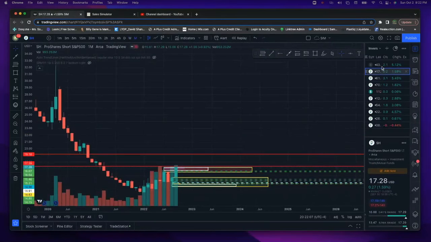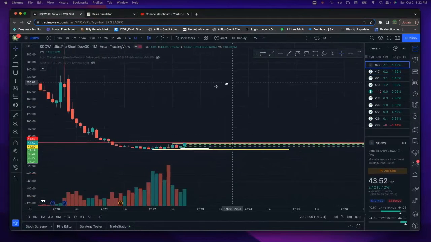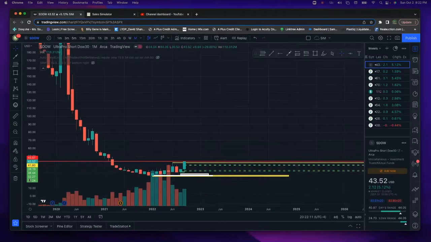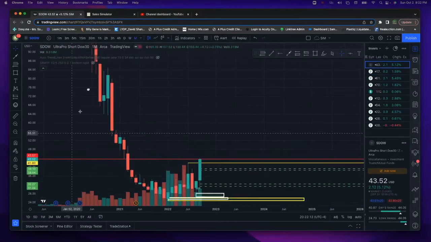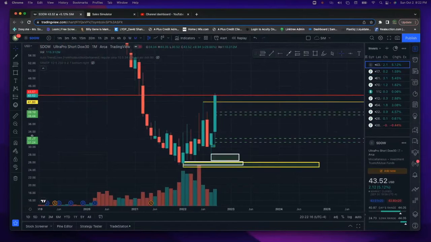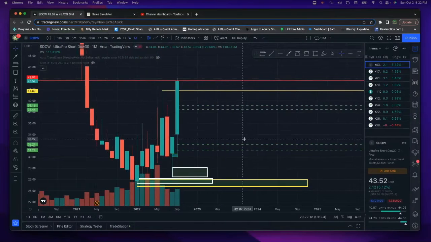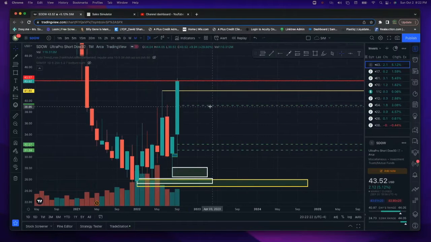I'm going to look at SDOW, which is the inverse of Dow, because we know Dow is going down, so SDOW should be going up. So look at SDOW right now. I do have some areas that I am actually looking for on SDOW. I can delete this. This is gone.